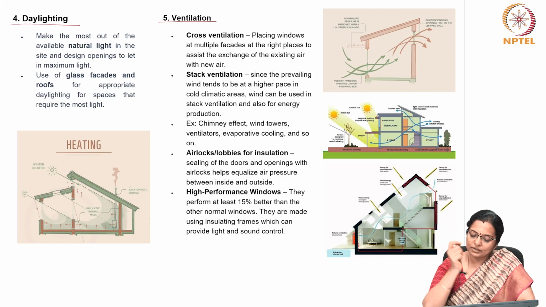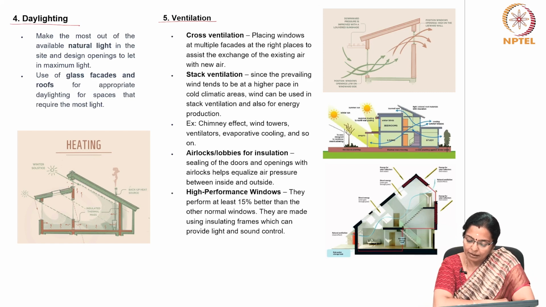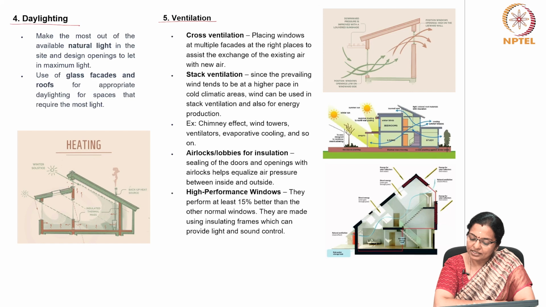Airlocks or lobbies for insulation can be used. Sealing of the doors and openings with airlocks will help equalize air pressure between inside and outside. Use high performance windows as they perform at least 15% better than normal windows. They are made using insulating frames which can provide light and sound control and also cut off the chillness from outside.